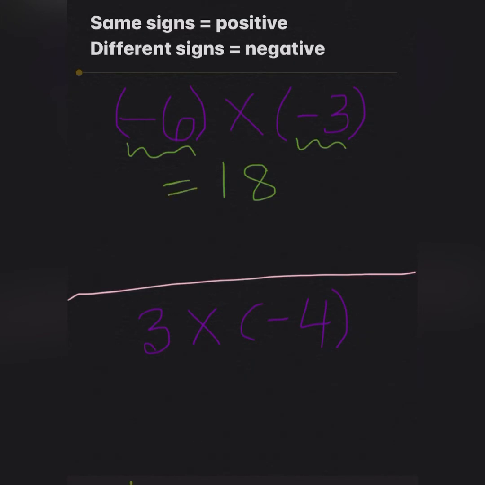For the next example, we have a 3 multiplied by a negative 4. Let's multiply like we know how. So 3 multiplied by 4, 3 fours, 12. Same signs or different signs? We know that this is a positive because no sign is attached to it. And then we have a negative here. So because the signs are different, we end up with a negative 12.